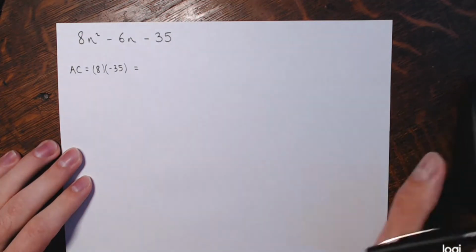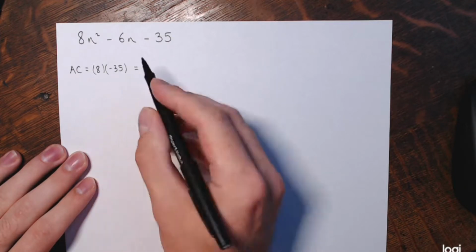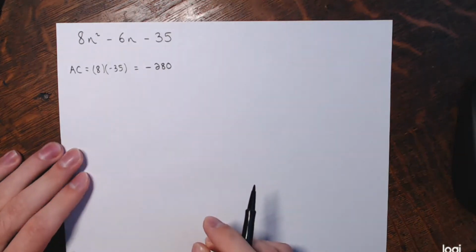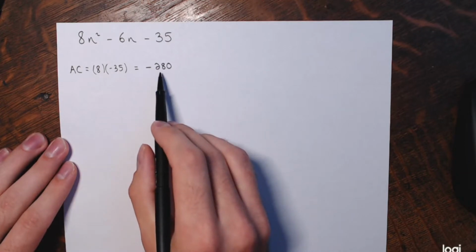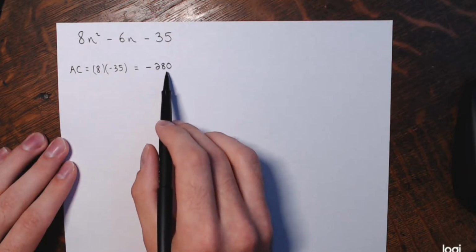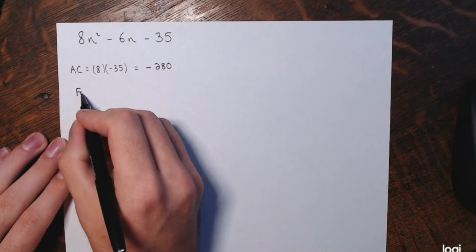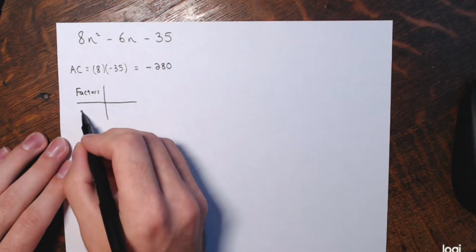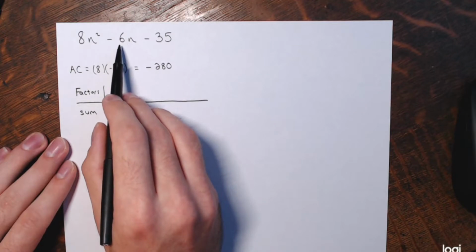All right, now 8 times negative 35, that'd be negative 8 times 30 would be 240. 8 times 5 would be 40. So negative 280. All right, negative 280. Yeah, and then we're trying to find a pair of factors of negative 280 that add up to negative 6. I'll do this one more time. Maybe I'll just do it each time. I don't know. Factors and their sum. And once again, I want the sum to be negative 6.